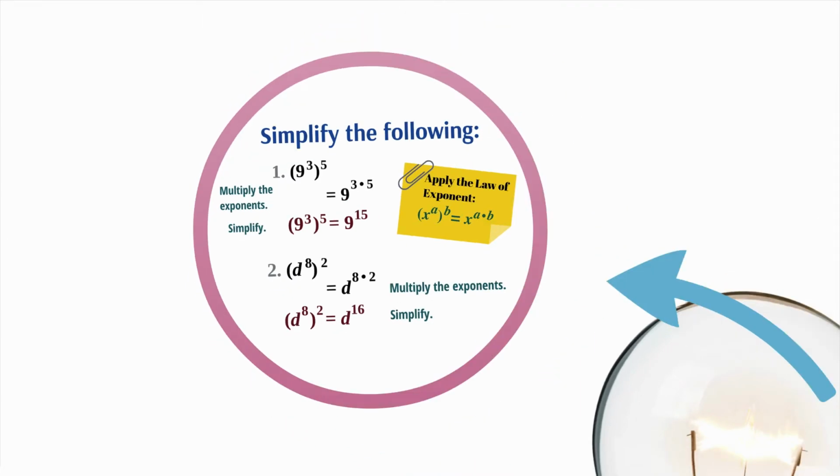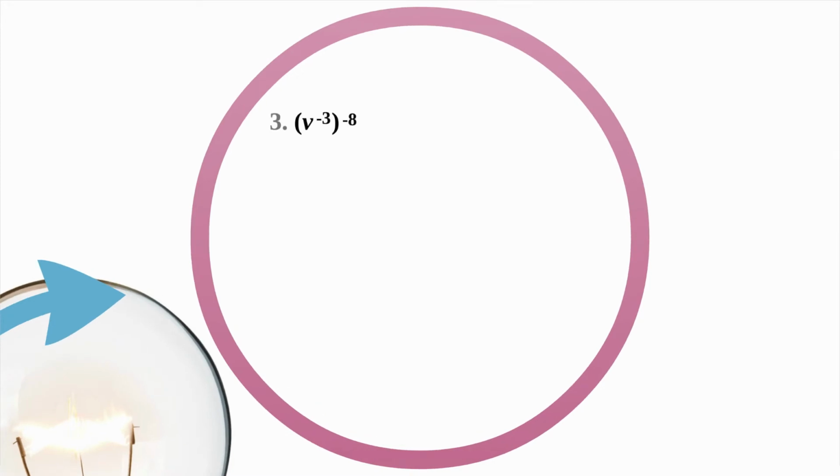Moving forward, we have the expression v raised to negative 3, which is also raised to negative 8. Multiply the exponents just like this. Simplifying that gives us v raised to the 24th power. And that is the simplest form. So v raised to negative 3, which is also raised to negative 8, is equal to v raised to the 24th power. I hope you're having fun solving the examples.